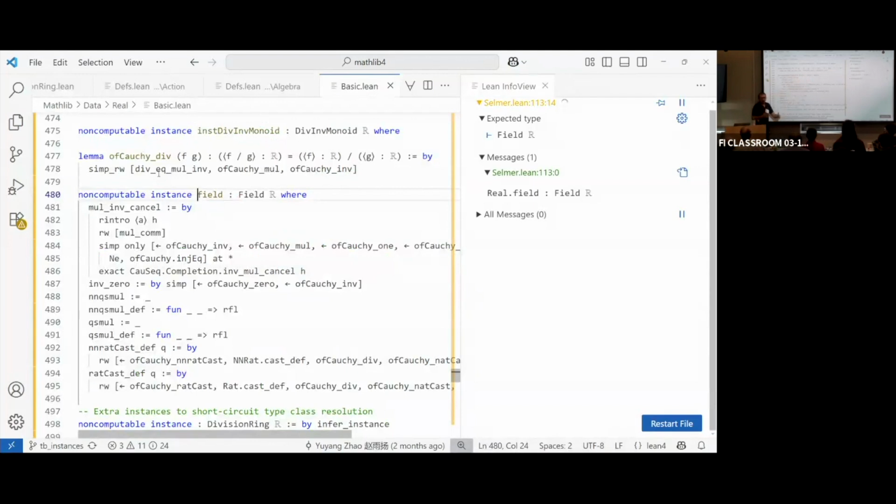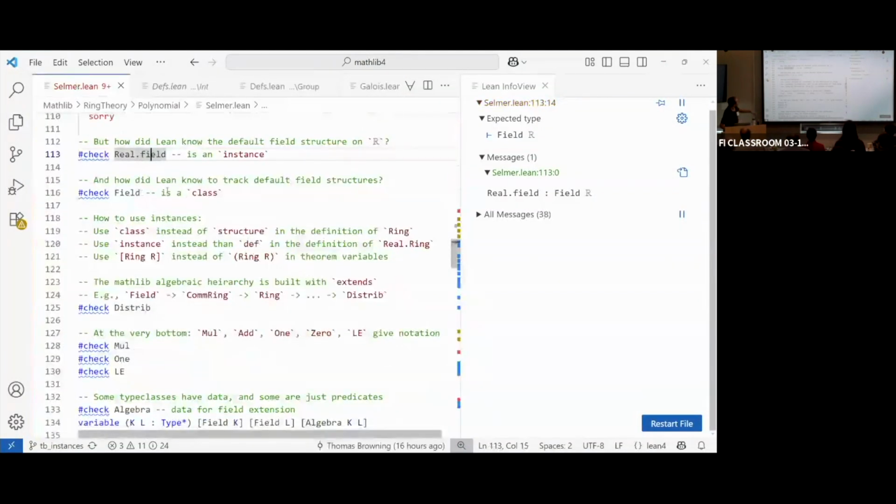So this may come up in your own work next week. You'll be defining some object, and you'll want to say, oh, it's a group, it's a field, it's a topological space. You'll use instance so that you define it once, and then don't have to keep providing it over and over again.